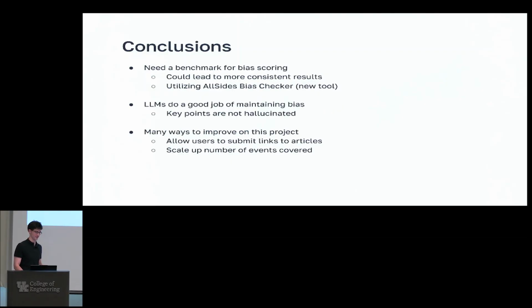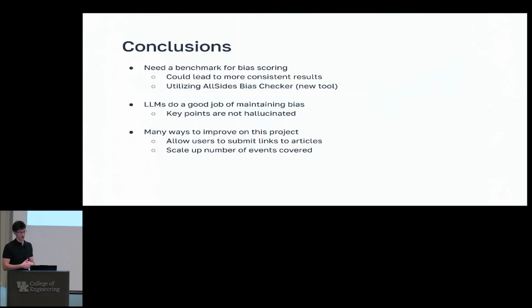To talk about some conclusions, it's clear that there needs to be some sort of benchmark for bias scoring. The different organizations all use different scales. I believe AllSides is on a scale of -6 to +6, -6 being extreme left-leaning, and then Media Bias Detector uses a -5 to 5 scale, and Media Bias Fact Check just says this is left-leaning, this is right-leaning, things like that.